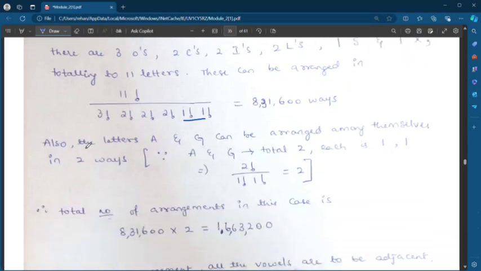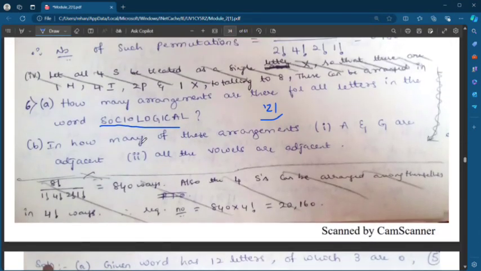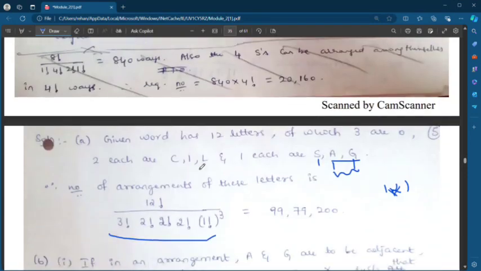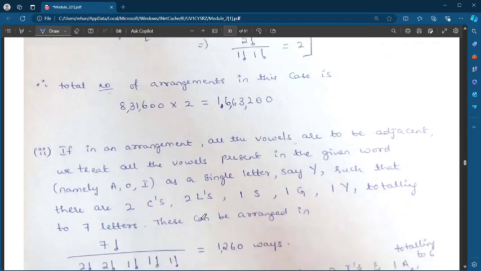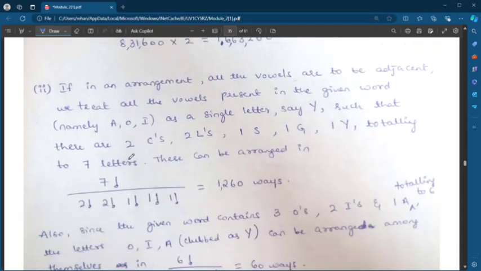Then same way, they have also said all the vowels are adjacent. So A, E, I, O, U. In this I'll just pick out the vowels. E is not there, A is there, I is there, O is there, and U is not there. So A has come one time, O has come 3 times, then I has come 2 times. So now I'm grouping A, O, I as one single letter, say Y, such that there are two C, two L's, one S, one G, and only one time Y. Y means one time only, which is the whole vowel group.